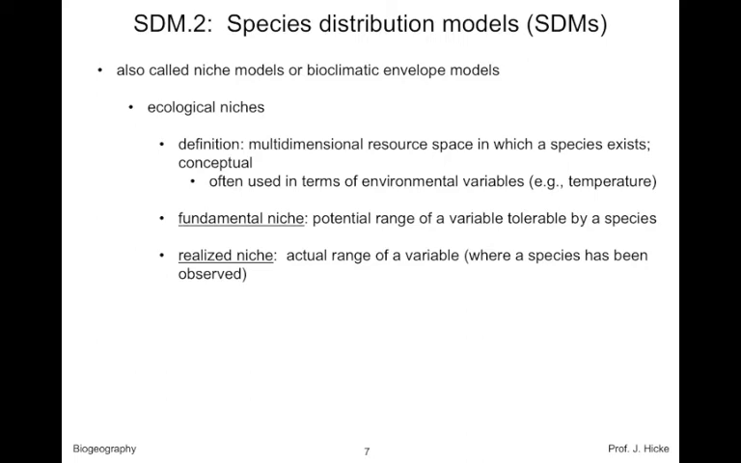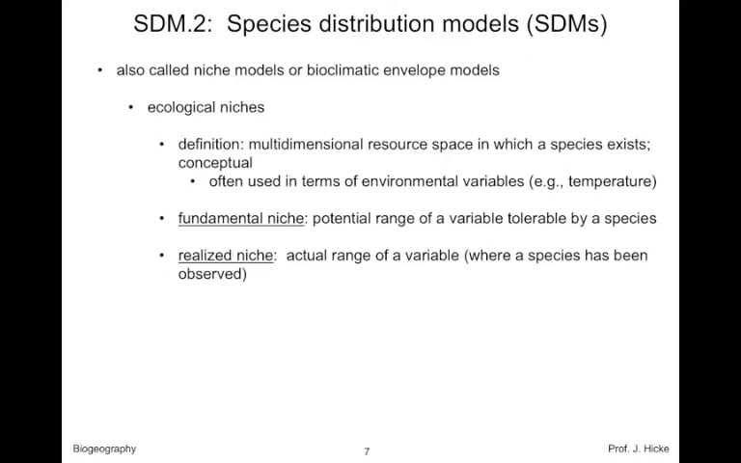There are two additional concepts related to niches. One is something called the fundamental niche. That's the potential range of a species, the potential range of a variable that could be occupied by that species. So going back to the giraffes, based on metabolic conditions and physiological understanding of giraffes, we might expect that giraffes can tolerate 50 to 80 degrees Fahrenheit as the mean annual temperature. That'd be the potential range.